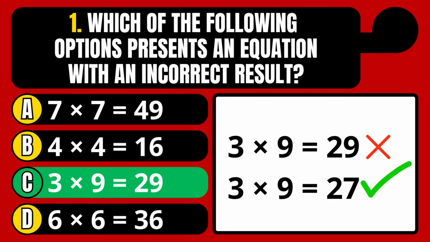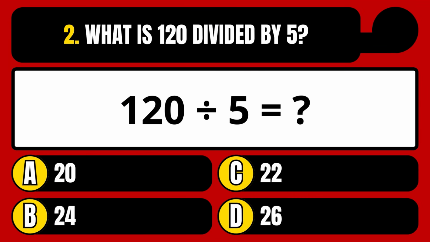The correct answer is Option C. The correct result is 27. What is 120 divided by 5? 20, 24, 22, or 26?